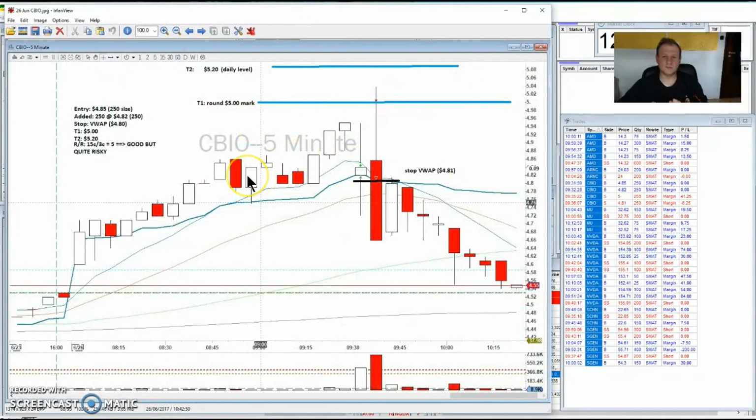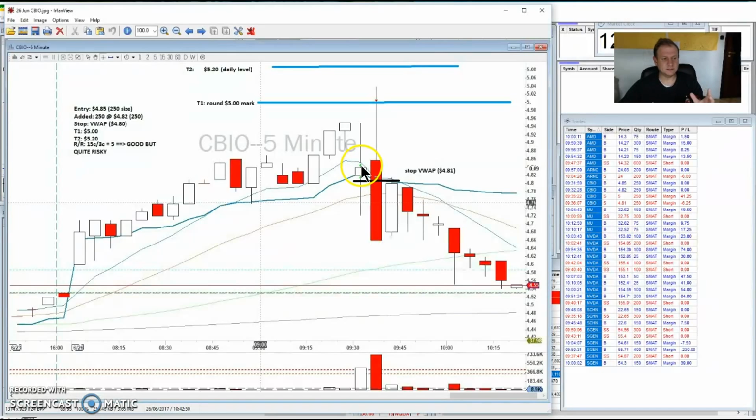CBIO. This was the low float momentum stock of the day that we found. Now, this in the past has had some good moves. The plan here was that we would get in around the $4.85 mark. We didn't actually wait 5 minutes because with these low float momentum stocks, you can, but it's very risky because their moves are so short and swift.